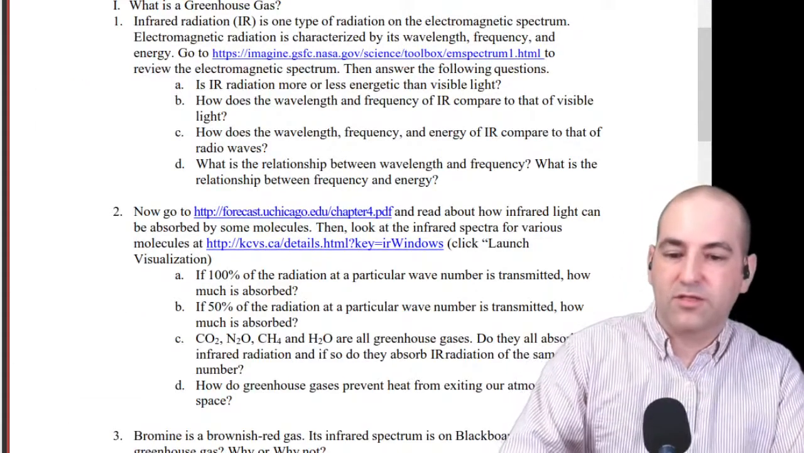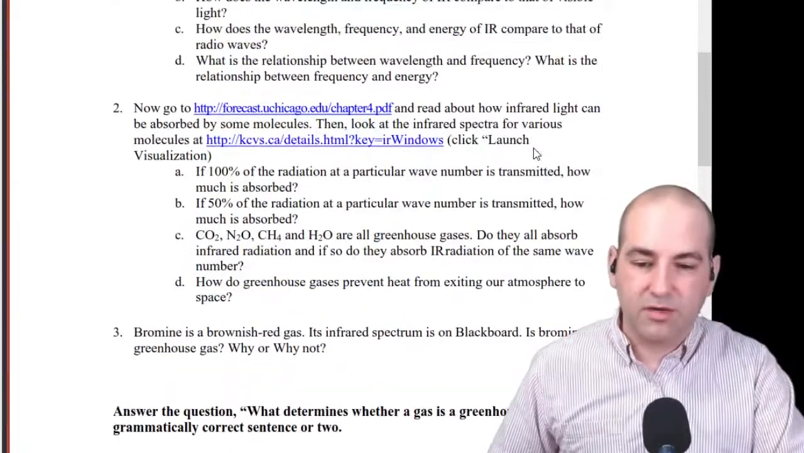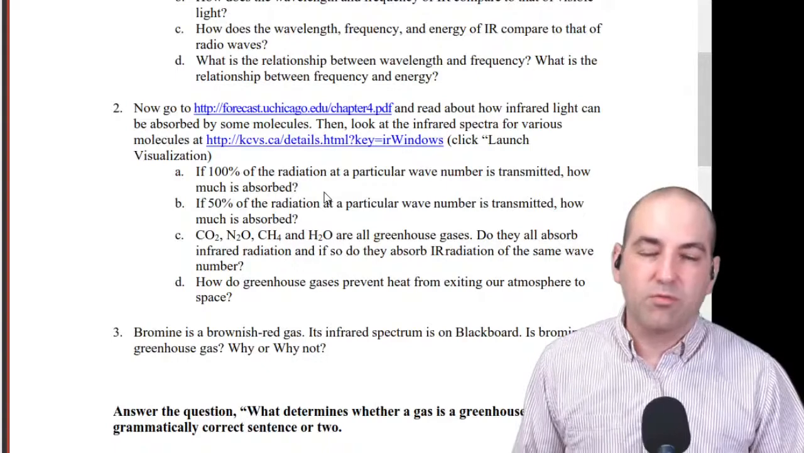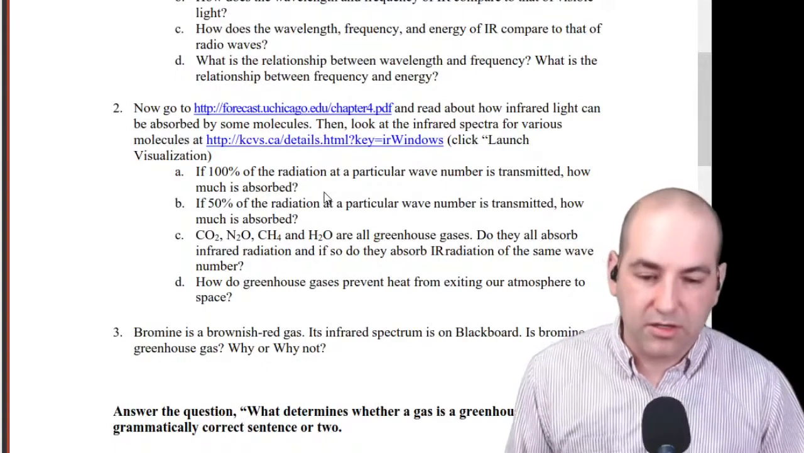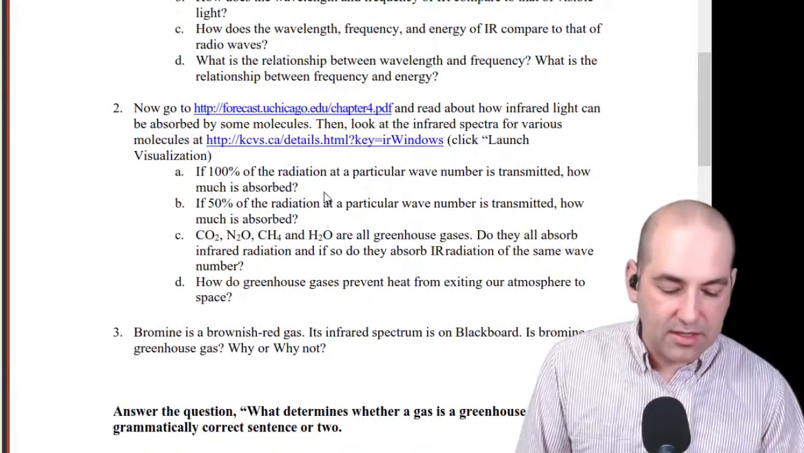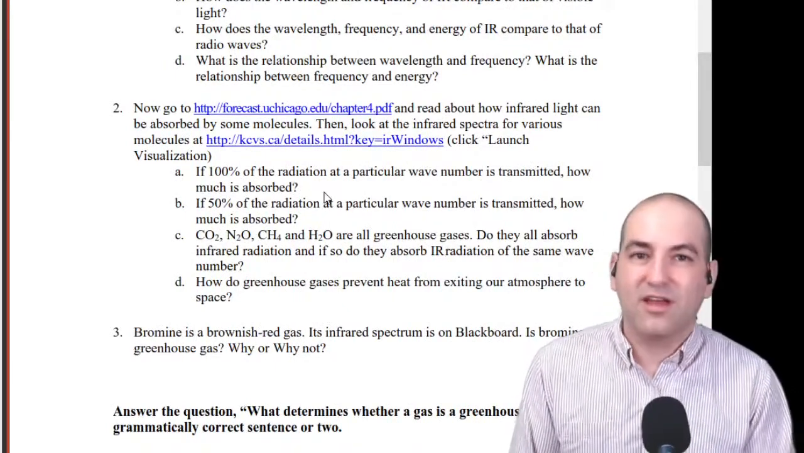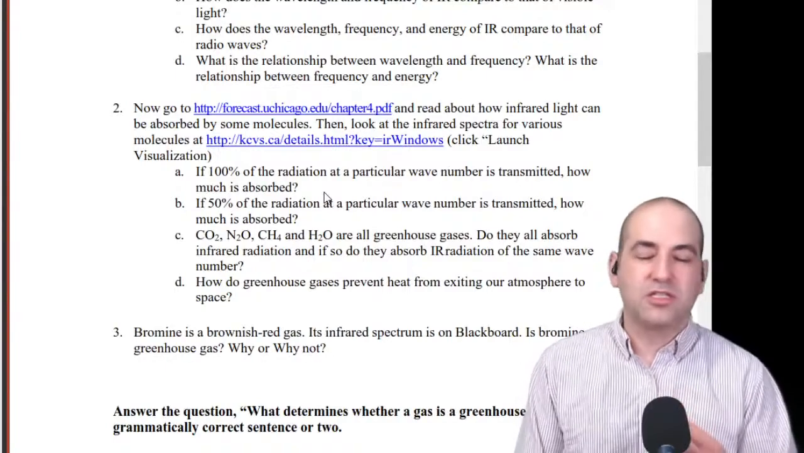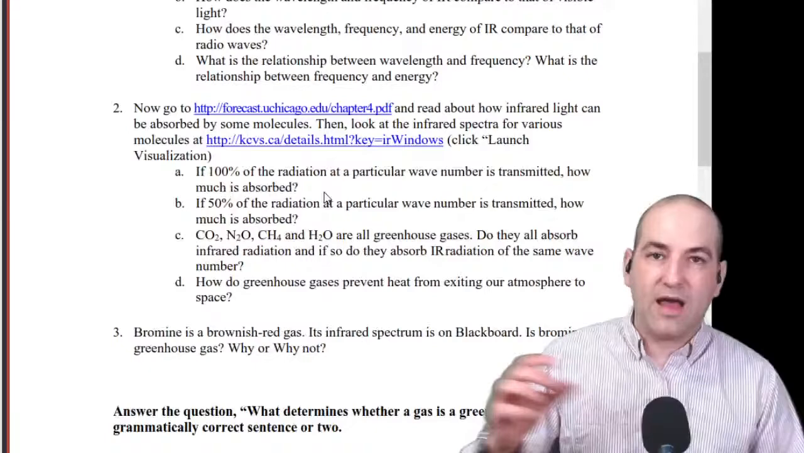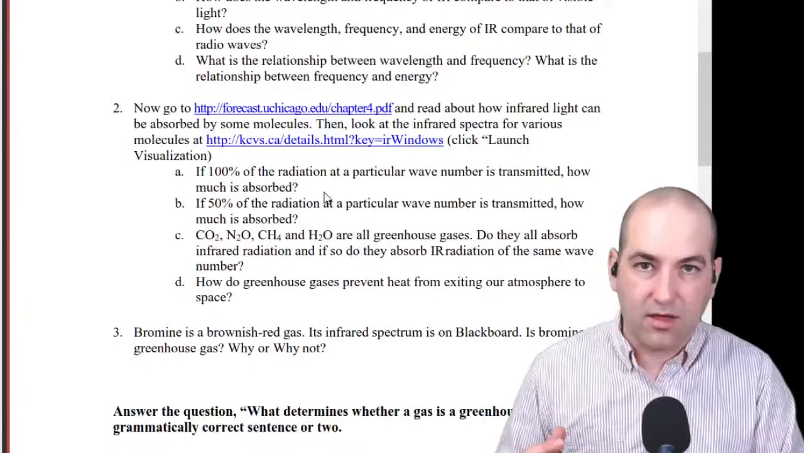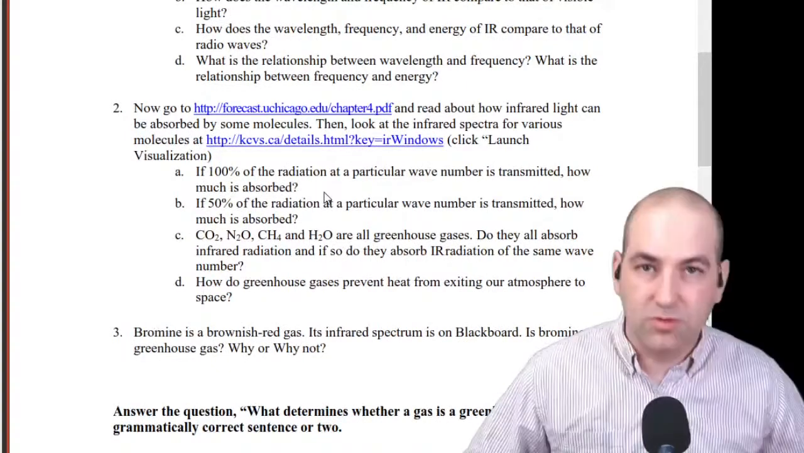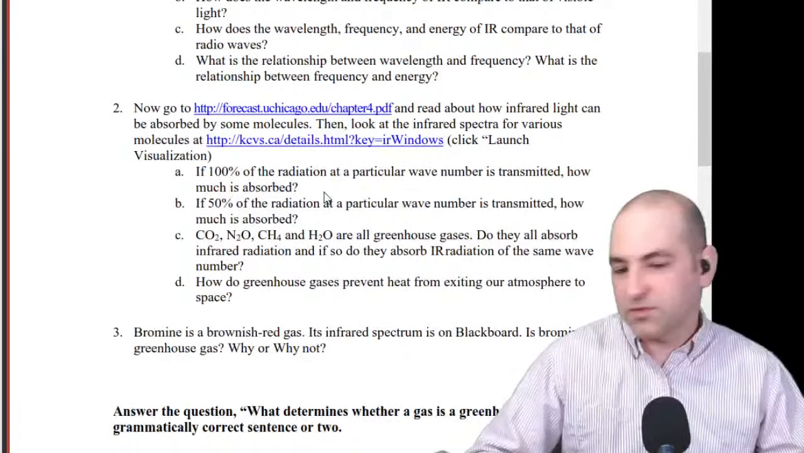I did want to clarify this question number 2 because sometimes it's a little bit confusing. Part A here, if 100% of radiation of a particular wave number or a particular energy is transmitted, how much is absorbed? What that is asking is, I think, simpler than a lot of people think. It's just this definition about transmitted versus absorbed. So if you pass light through something and it is all transmitted through that sample, then how much is absorbed? The answer is none. I'll give you that one.